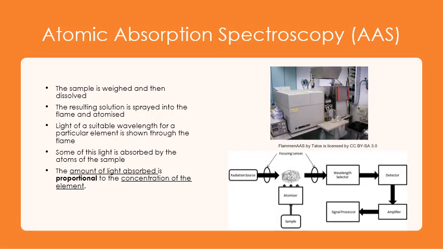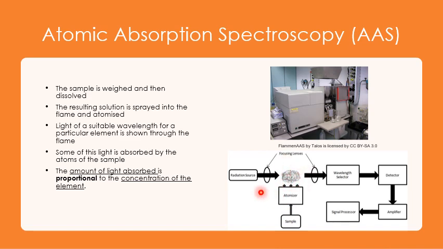Now we're going to look at one of the traditional methods to determine mineral content, which is atomic absorption spectroscopy. You can see in this figure the image of the instrument, the flame atomic absorption spectroscopy, or AAS, and here is just an outline of how this instrument works. Your sample is weighed and then dissolved, and the solution containing your sample is sprayed into the flame, where it is atomized.